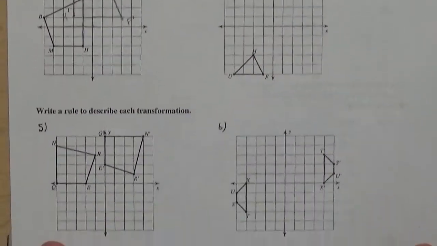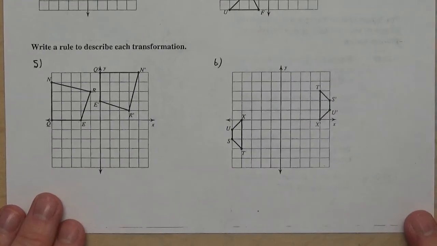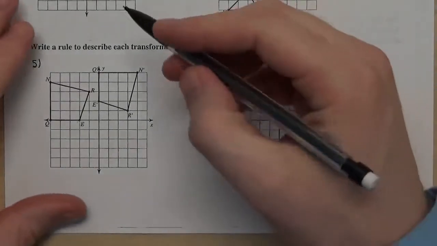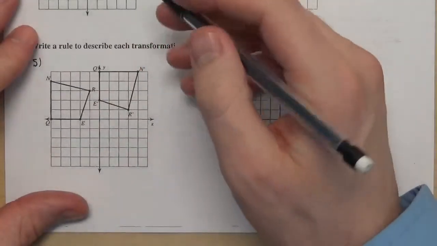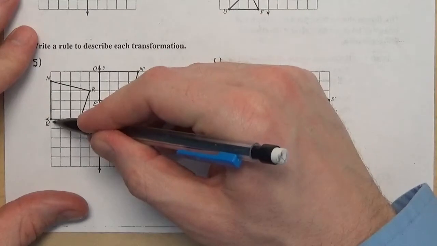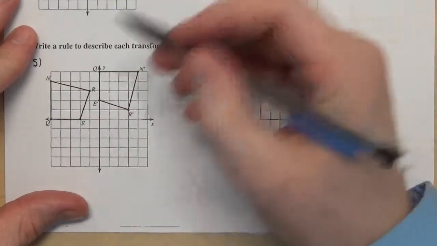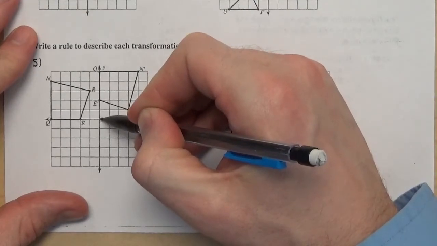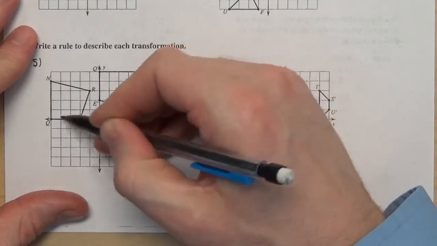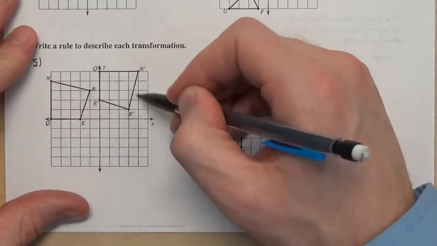All right, so for number 5 here, we're supposed to write a rule to describe each transformation. This is a little bit easier. You just have to make sure you know where your starting ones are, your pre-image and your image. The image is the one that has the prime notation. So here's your starting point. You went from Q here to Q there. Really, you only have to do 1 point, okay? So your origin is here. This is on the x-axis, and this is on the y-axis. So it didn't go a whole 180 degrees.